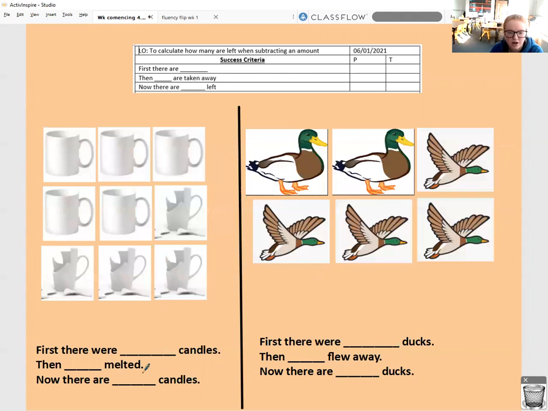Let's have a look at these mugs. Oh, this is meant to say mugs, not candles. Mugs.